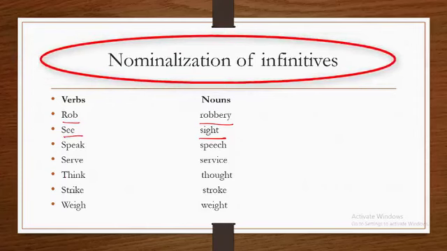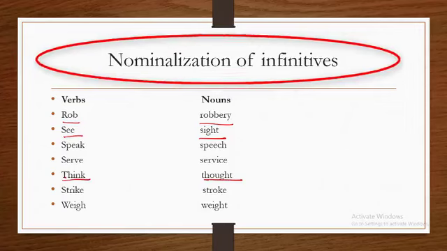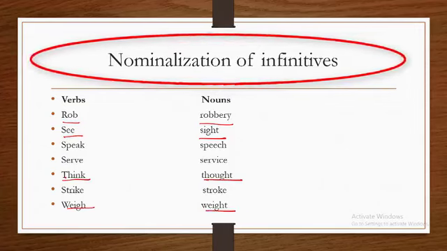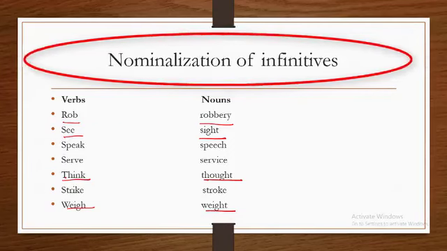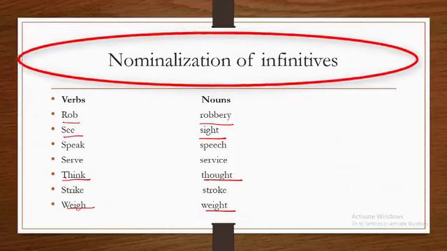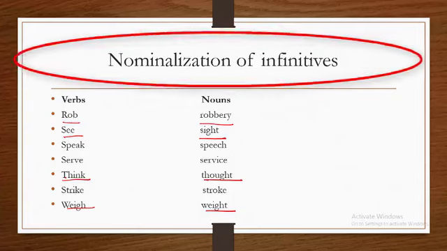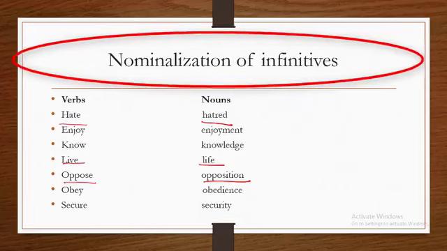We have think as a verb. We have thought as a noun. We have weigh as a verb. We have what? Weight as a noun. So with this, you can try as many others as you can see the examples. We have serve, service, speak, and speech. So there are numerous infinitives that change. Alright, they are formed from verbs to nouns, and also adjectives becoming nouns.